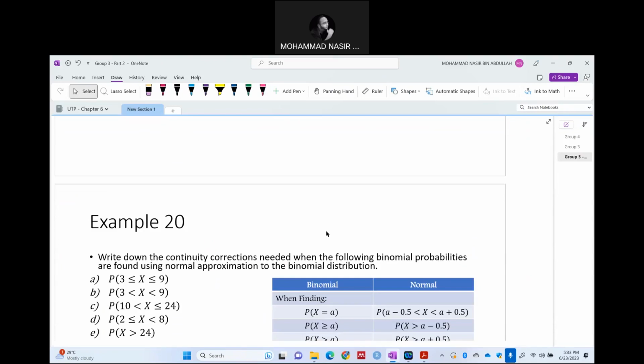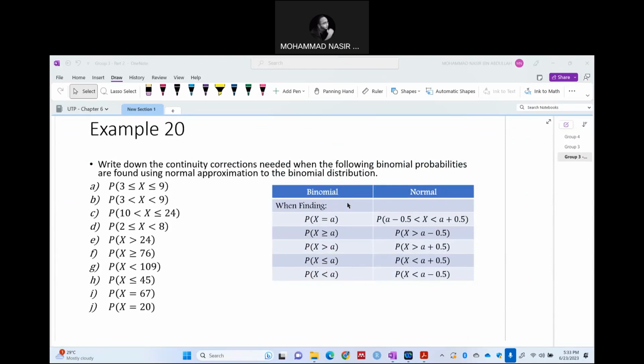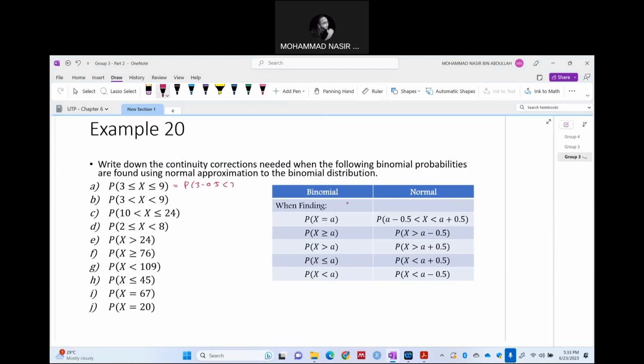Okay. So let's look at example number 20. Let's practice how to convert the inequalities when we apply continuity correction. Right? Let's look at the table. If you want to find the probability of x less than or equal to 3, more than or equal to 3, and inclusive 3 and 9, so it should be probability of 3 minus 0.5. This is x. The proper x. This is 9 plus 0.5. So this one, probability of 3 plus 0.5 and 9 minus 0.5.